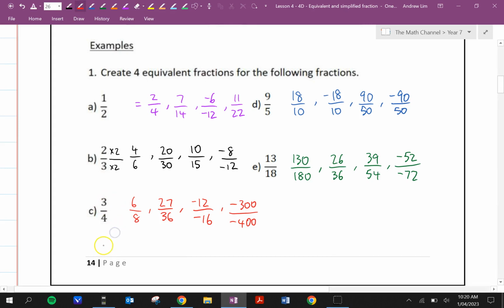So here are some examples. For question D, I times it by 2 and -2. I also times it by 10 and -10. So you can use that method. For E, times that by 10, 2, 3, and -4.